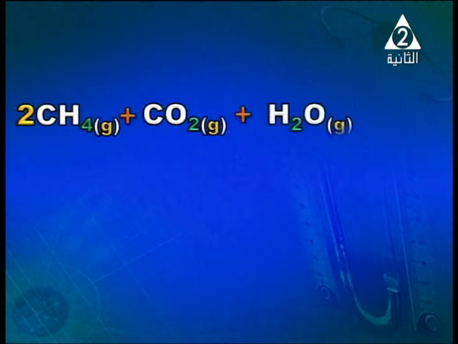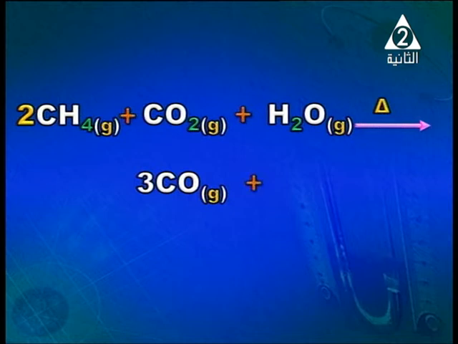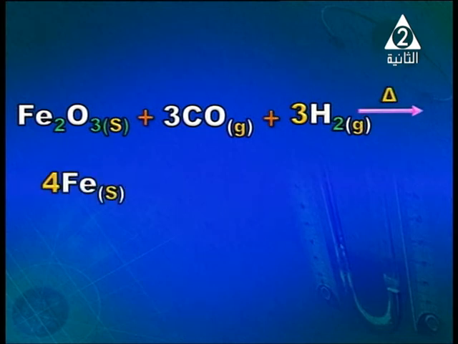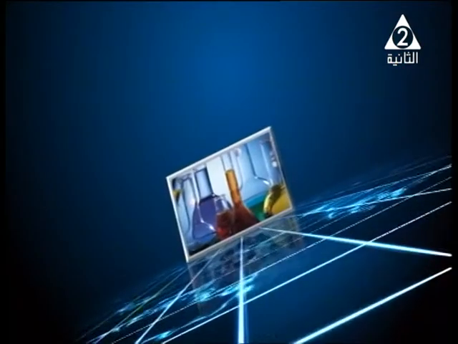2 methane gas, which is the main component of natural gas, plus carbon dioxide plus water vapor, produces 3 carbon monoxide with 5 hydrogen. This is a mixture of water gas. Then hematite Fe2O3 is reduced in presence of water gas, carbon monoxide with hydrogen gases, to produce 4 iron, 3 carbon dioxide gas, and 3 water molecules.